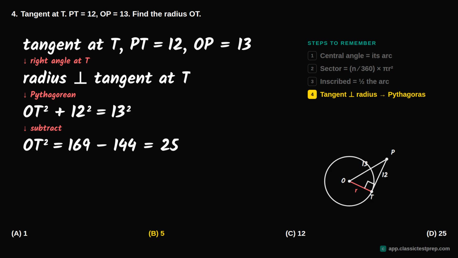And by the Pythagorean theorem, we can find that the radius squared plus 12 squared equals 13 squared. So the radius squared is equal to 169 minus 144, which is 25. And now we have to take the square root of 25, which is 5. The radius is 5, and that's answer choice B.